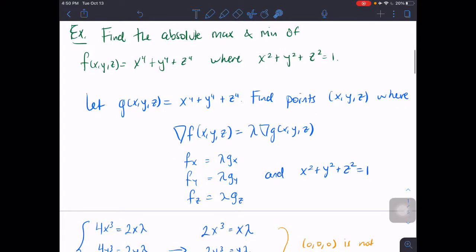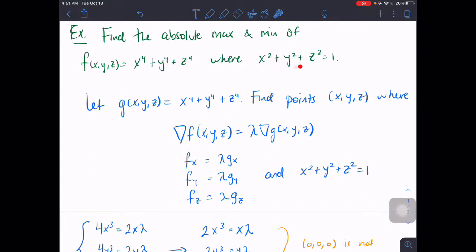It says, find the absolute max and min of this function f given by x to the fourth plus y to the fourth plus z to the fourth, where the points have to satisfy this constraint equation, which if you look carefully is the equation of a sphere of radius 1. So all the points that I'm plugging into this function of three variables need to lie on my sphere of radius 1. We are trying to find which of the points that lie here will give me an absolute max and min.